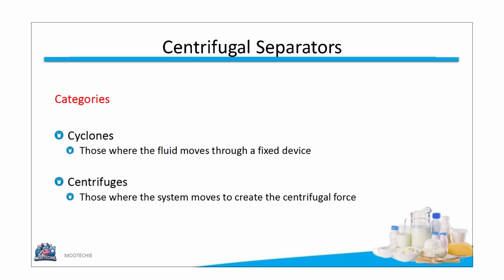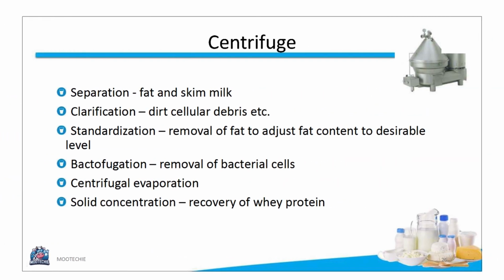Centrifuges have many uses in dairies. They are used for separation, such as separating fat and skim milk. They are used for clarification, to remove dirt and cellular debris. They are used for standardization, which is the removal of fat to adjust its content to a desirable level. A special process called bacterifugation removes bacterial cells. They can also be used for centrifugal evaporation and for solid concentration, like in the recovery of whey protein.